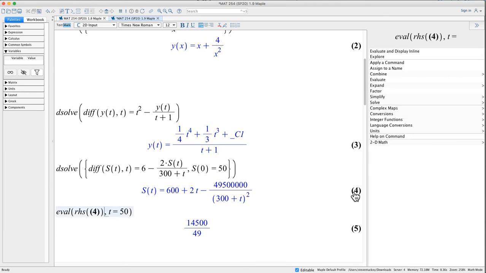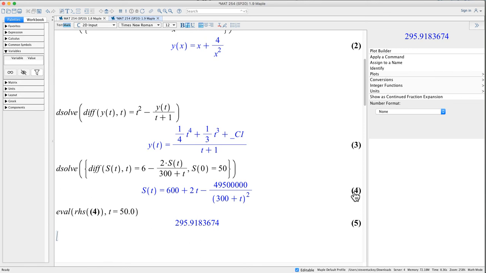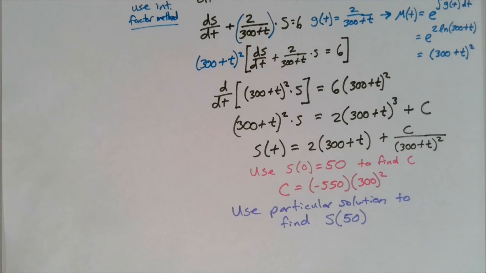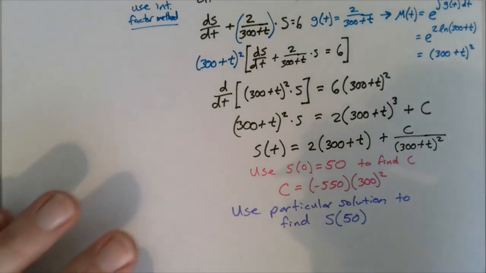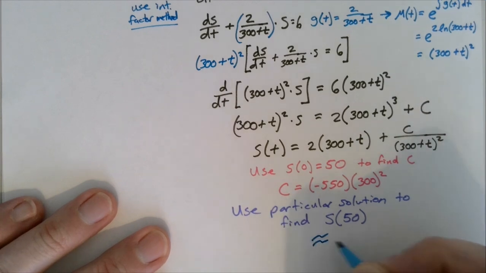So I'm going to go back up here and say, nah, not 50. Give me, in terms of 50.0, give me a decimal. And Maple says, oh, okay, you want me to approximate. So 295.92, call it. And so if I go back to my work here on the paper, 295.92 is what this is approximately equal to.